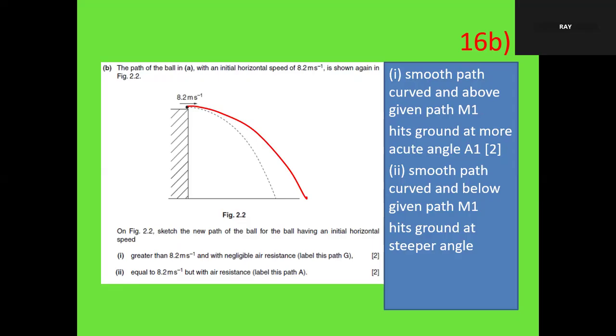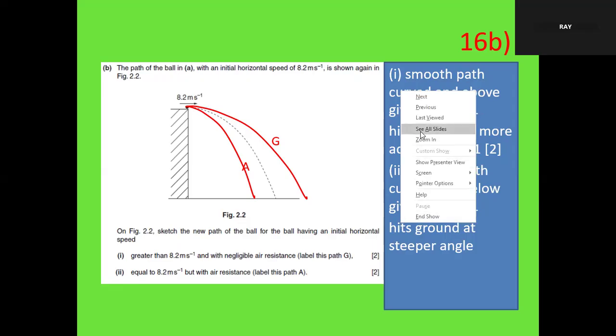Now with a horizontal speed equal to 8.2, but with air resistance, where should it be? It'll drop behind the first one, the distance will be shorter, right? Okay.